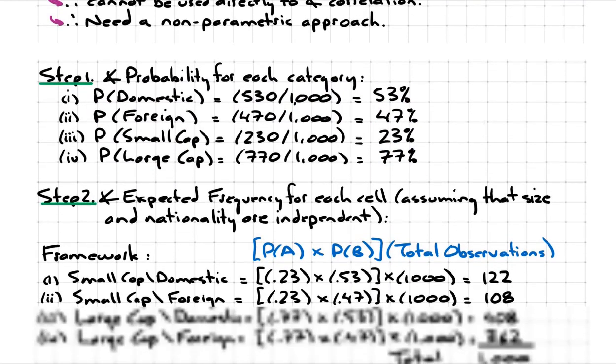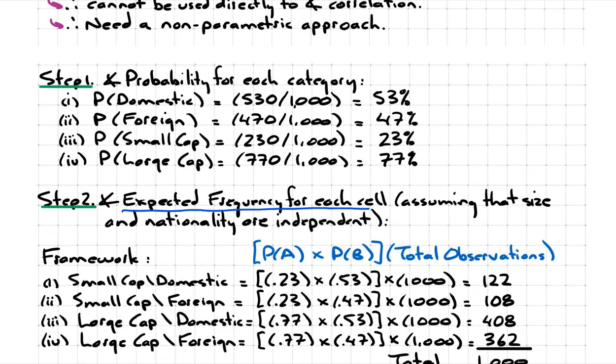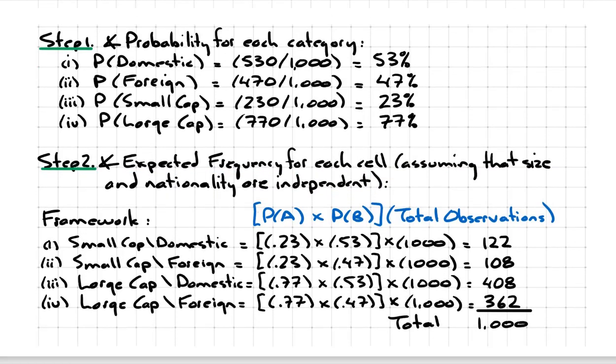Step two, we're going to calculate the expected frequency for each cell, assuming that size and nationality are independent. Why is that important? Well, we've seen from a previous chapter that if two events are independent, we can find their joint probability simply by multiplying their respective probabilities together.